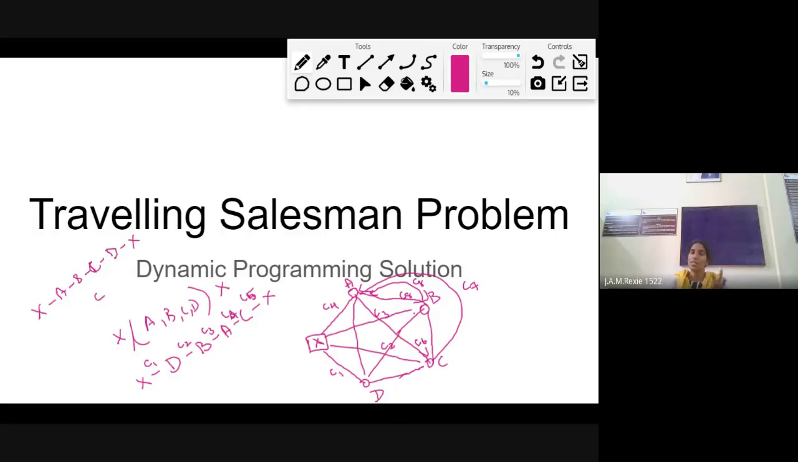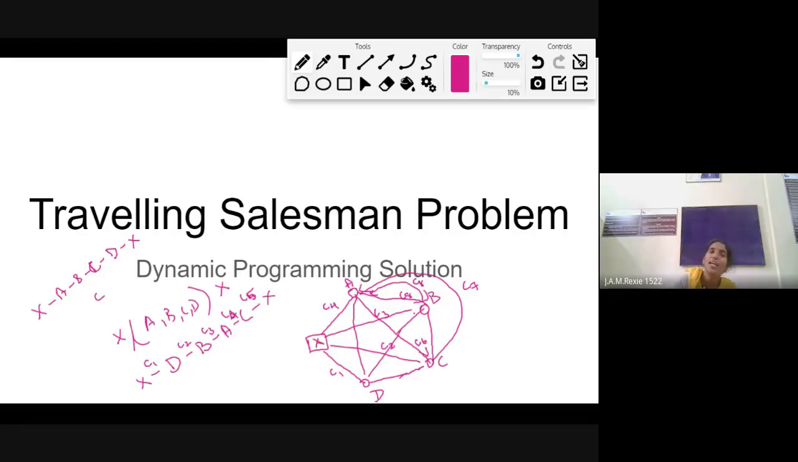So by visiting all vertices and reaching the same starting vertex, I may have different combinations of paths. Among them, I want to choose the one where the total cost of the path is the minimum. That is the objective of the traveling salesman problem. Given a weighted directed graph, and if it does not have direction, then we can take the cost of both directions as the same. A to B will be the same as B to A. So if the weighted graph is given, we need to find the shortest tour starting from a place and reaching back to the same place.